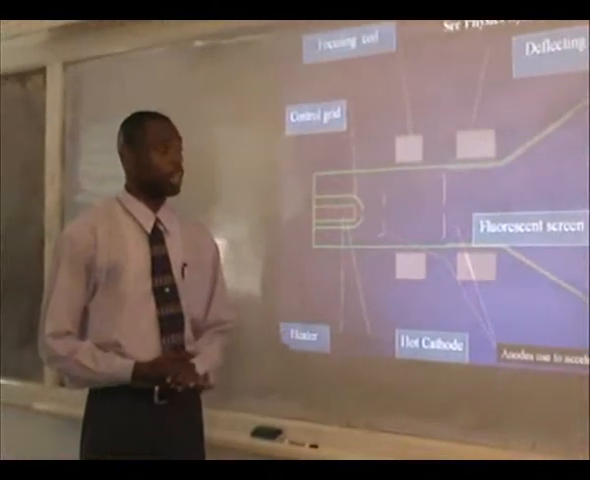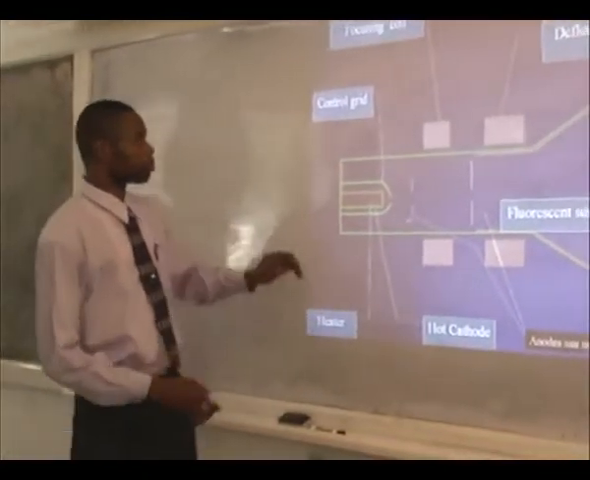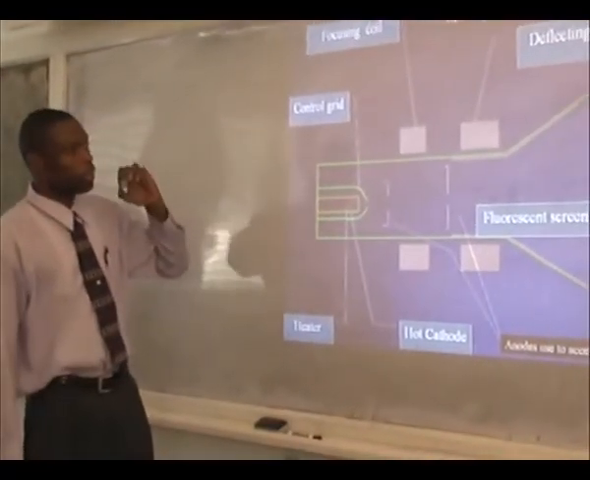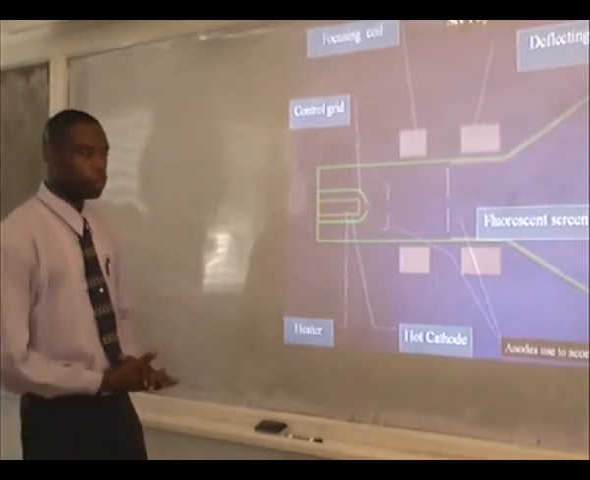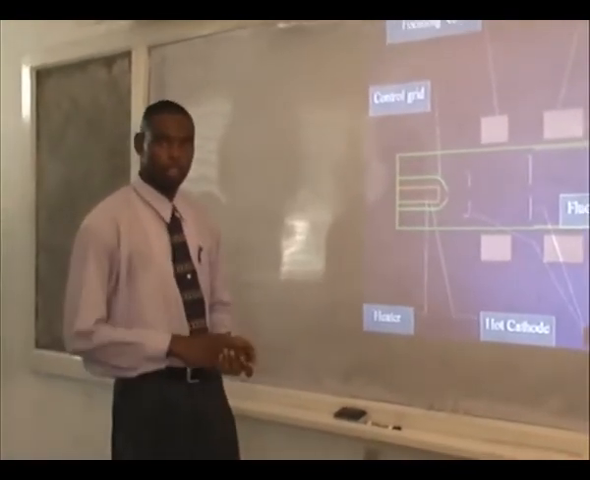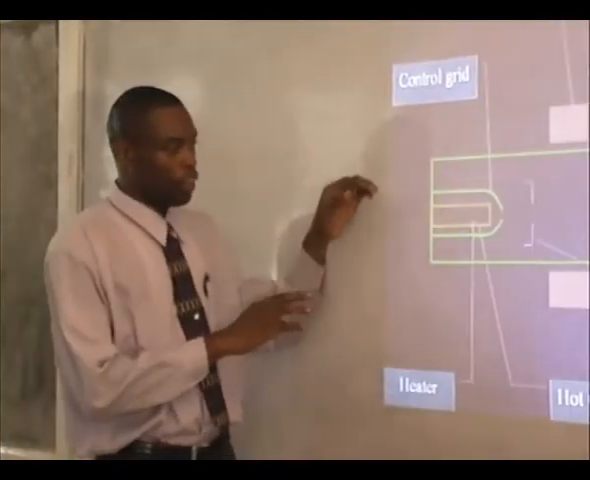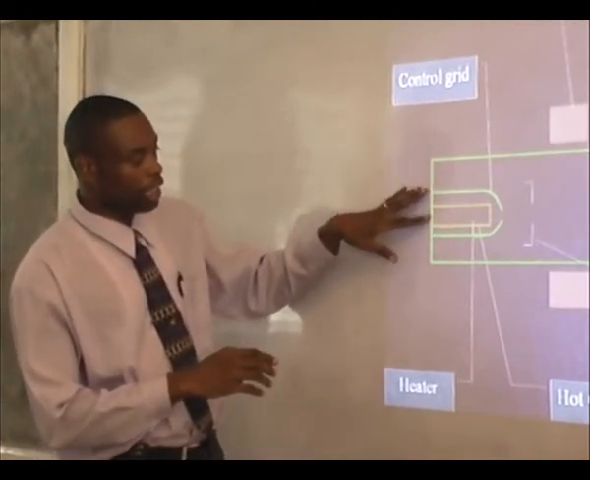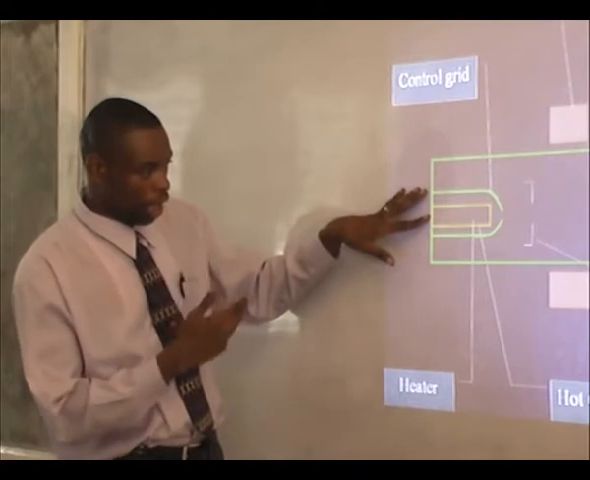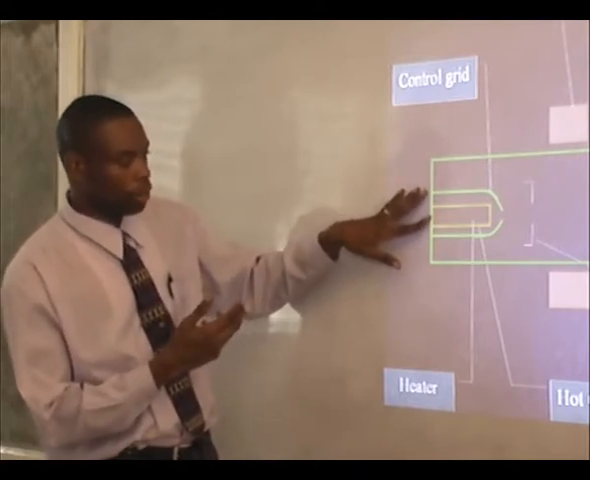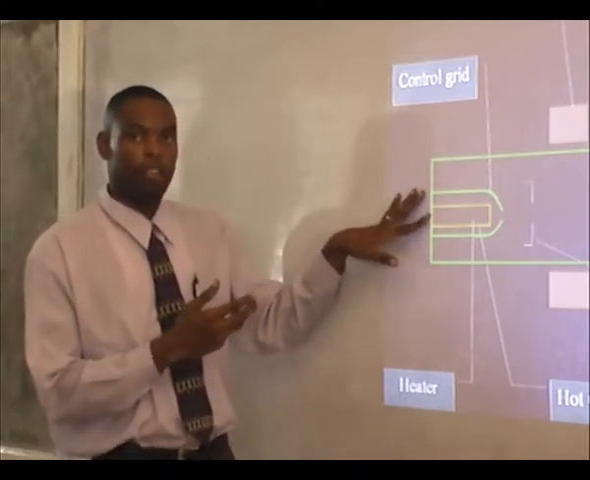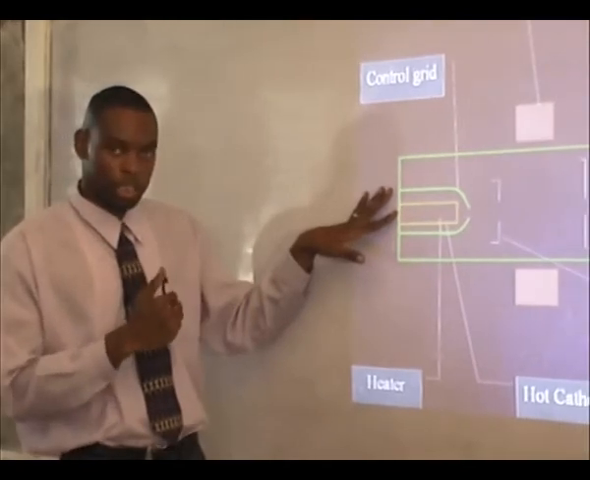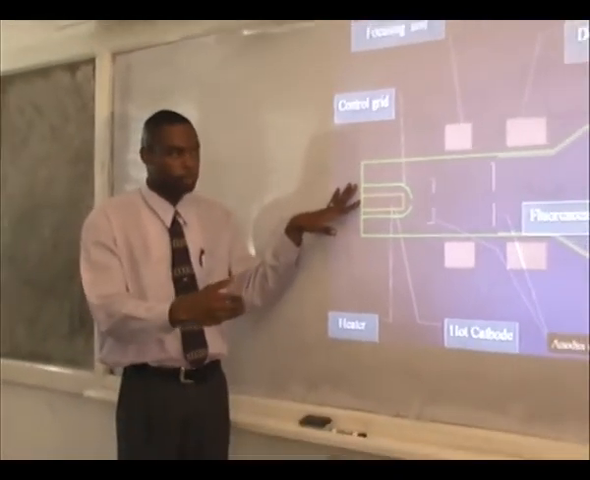Look at the cathode ray tube. There are some things that we need to know about the cathode ray tube, and those are the things that I'll point out to you now. What we have here is the heater distributing heat to the cathode. So here we have the heater distributing heat to the cathode.